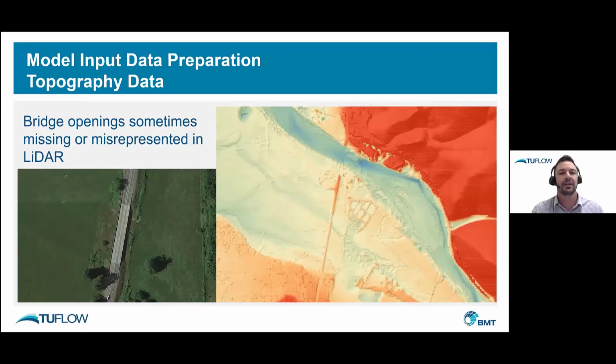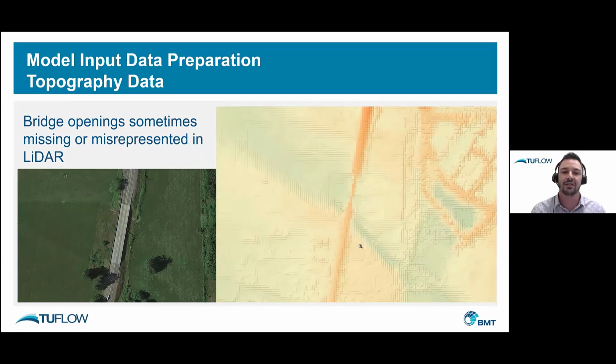Here's another example. Bridge openings are sometimes misrepresented in LiDAR. And I'll go through a couple of slides later on, which will show the actual impact of this bridge, or the lack thereof, on the modeling results. Bridges are pretty significant to the hydraulics. So as a quick check, I always go around and check that all the bridges have been cut out of the DEM if they should be or not.